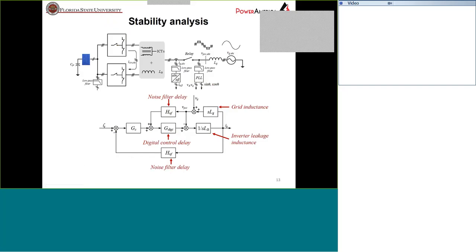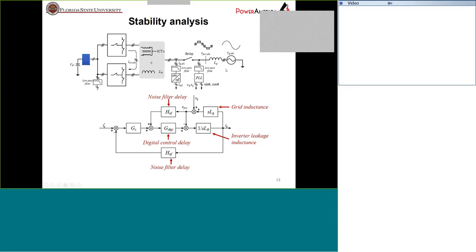So we need to figure out what happens. If we model this figure here, we can see indeed this one looks like a single L filter, single L type of inverter. But there's a slight difference: this S times LG loops. In a conventional single L inverter, the voltage sensing part is the grid voltage.